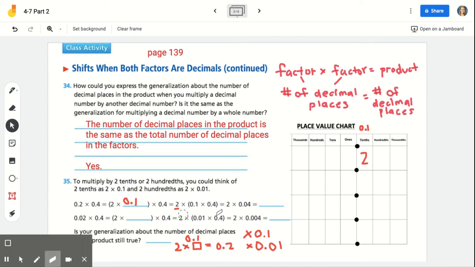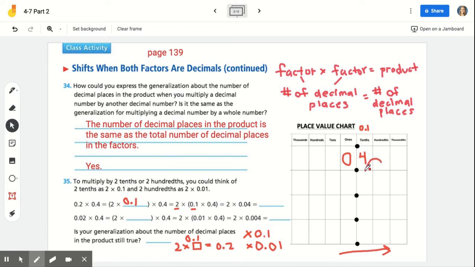1/10 times 4/10 we can solve by using our place value chart. I have 1/10 here, that's a base 10. And then 4/10 is the other factor. So we're going to place 4/10 in our first row just like that. Go ahead and do that with me. We know when we multiply a number times 1/10, how many place values do we shift in which direction? To the right and 1 place value.